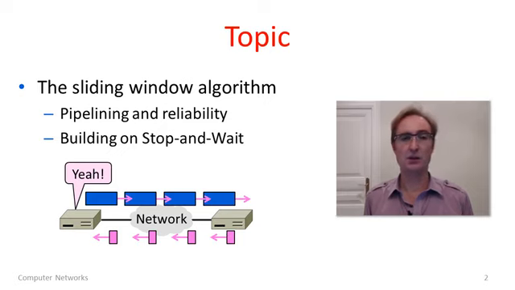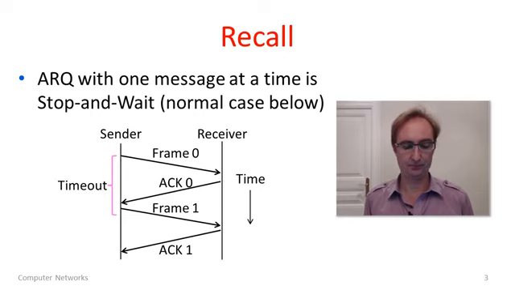So the sliding window is one of the most well-known algorithms in computer networking. It combines pipelining for performance with reliability. And it does this by building on what we've seen before, the stop and wait algorithm, which used ARQ, automatic repeat request, with a window size of 1.